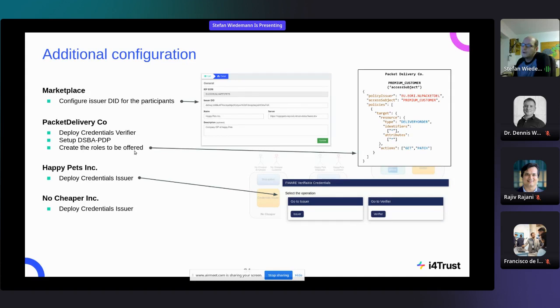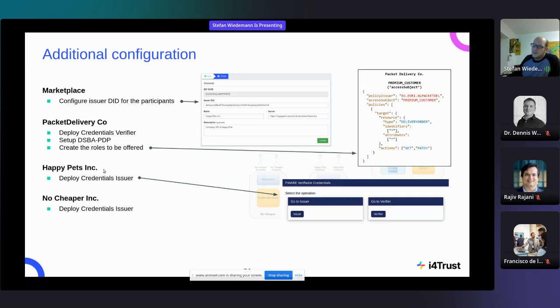And we also need to create the roles that we can offer on the marketplace. A role in our system is also just a policy on the authorization registry. So this will look very familiar to you, but the only difference to the flow that Dennis showed is that the access subject is not another participant and not an end user from an IDP, but instead basically the name of our role. So if we define the role premium customer, we have a policy defined from our issuer packet delivery with the access subject premium customer, and the policy in there has the type delivery order. It allows basically for all identifiers and all attributes, a get and a patch. That would be the role of premium customer that we then can offer on our marketplace to be used.